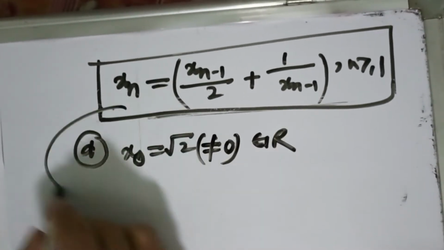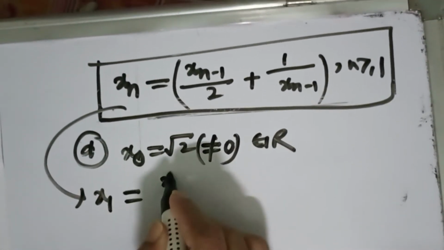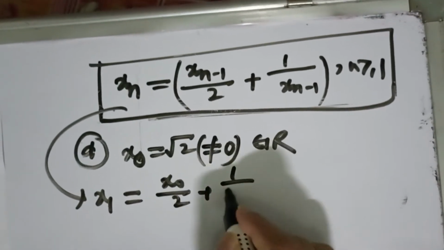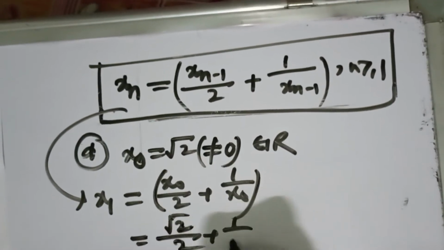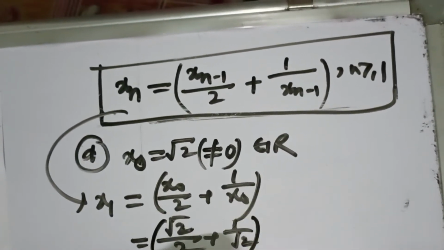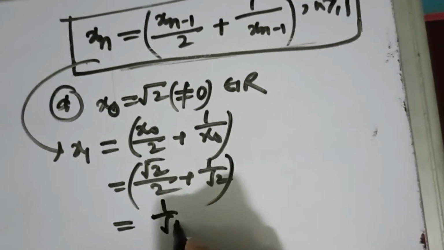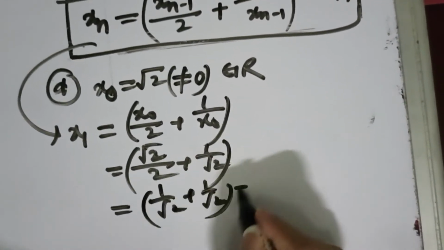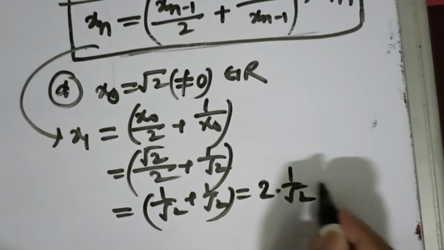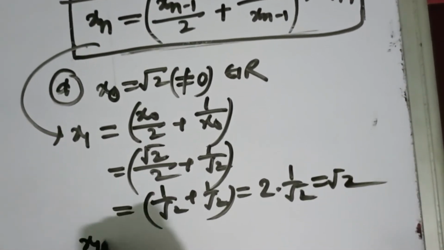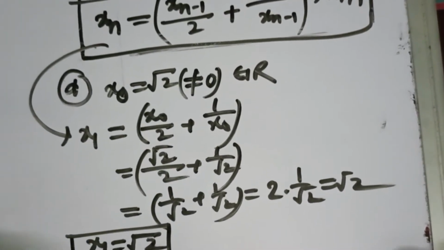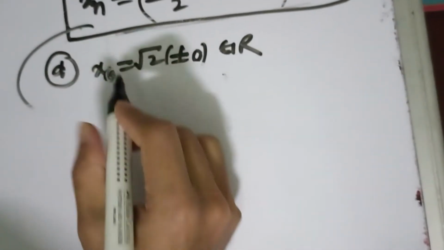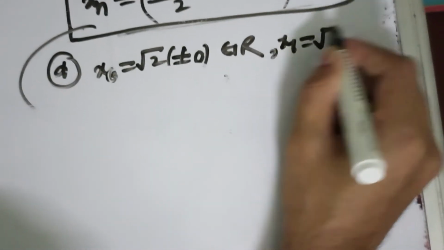From this scheme, x1 equals x0 by 2 plus 1 upon x0. With x0 equal to root 2, this is root 2 upon 2 plus 1 upon root 2. Root 2 by 2 means 1 upon root 2, so we get 1 upon root 2 plus 1 upon root 2, which is 2 into 1 upon root 2, so we get root 2. So if we choose x0 equal to root 2, then x1 equals root 2.